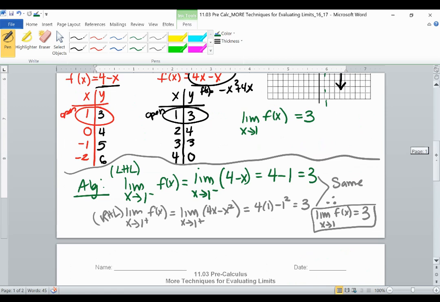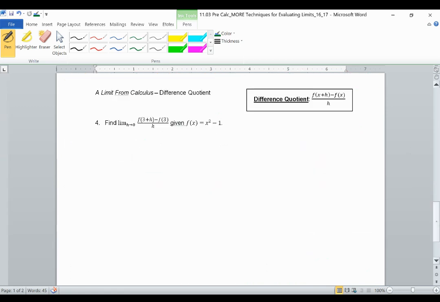It was just 3. And lastly, a limit from calculus, our difference quotient. So this is your difference quotient right here. And we're going to talk more about this as well and taking the limit as we move on after this. But after this lesson, you guys will be having a quiz coming up on the limits stuff. So I will post that for you as well.